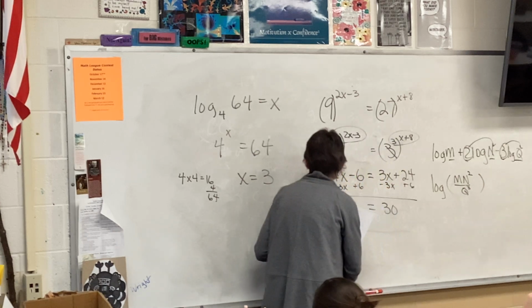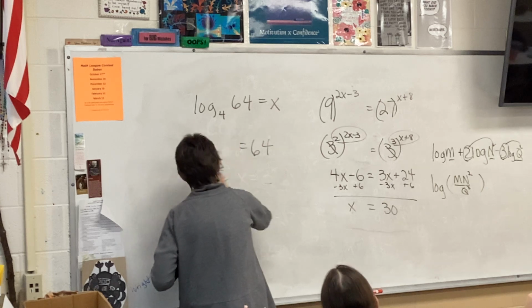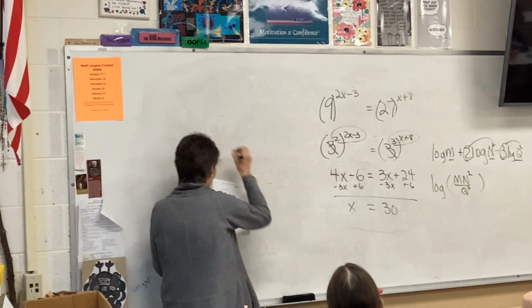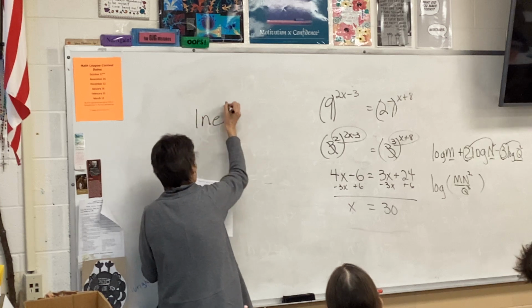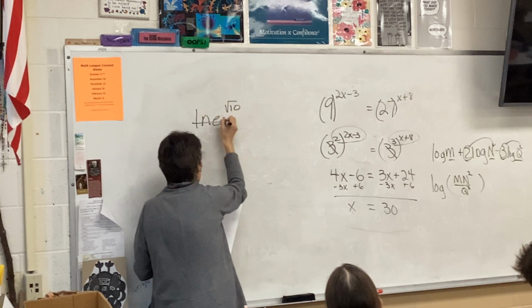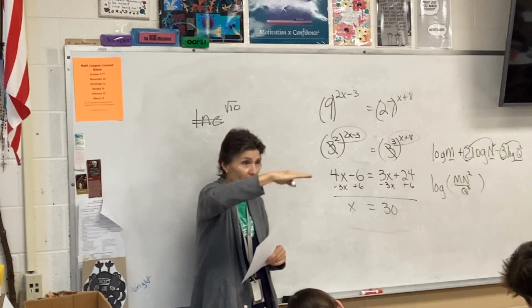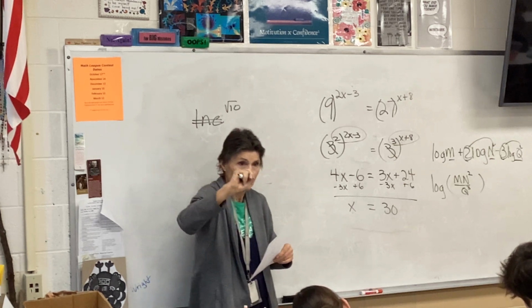Number 4. What is the answer? Root 10. Why is the answer root 10? Those guys like that, written right next to each other on the same line, L and E, gone.